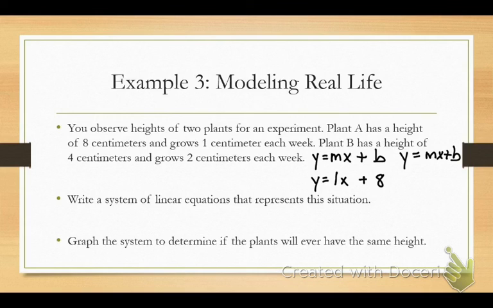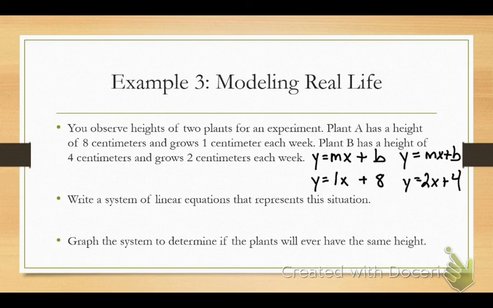All right, anybody want to tell me the equation they wrote? What do you guys think? Colin, what do you think? Well, do you know the rate? Look at plant B. It says it has a height of 4 centimeters, and it grows 2 centimeters per week. Look at how we set up plant A. Y equals 2x plus 4. That wasn't so bad. Y equals 2x plus 4.